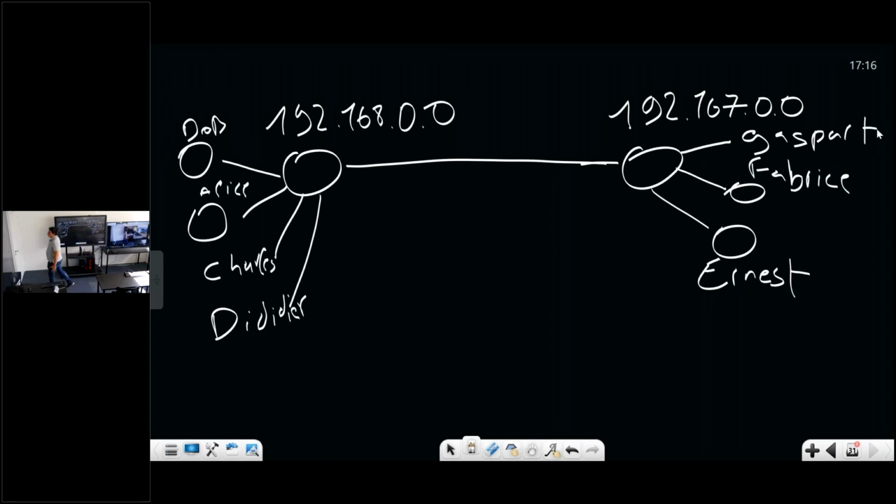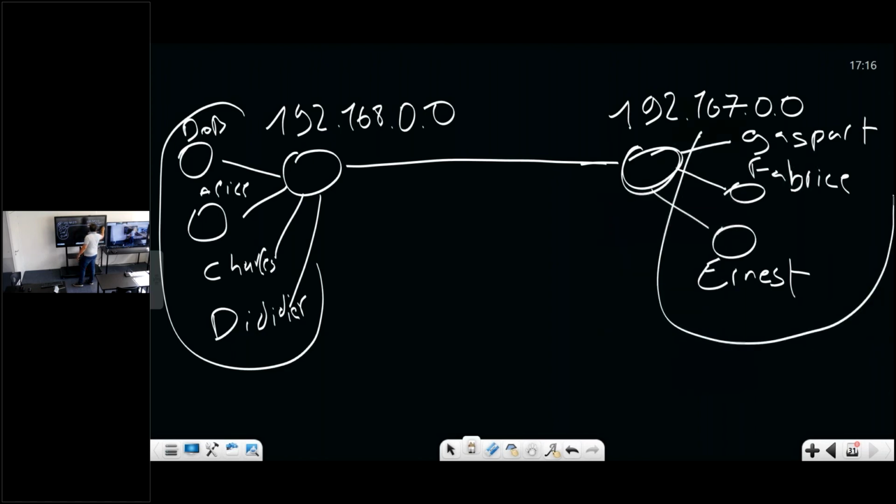They want to communicate between them, but to do this they need to talk through the gateway. The gateway is how you go out from your own network to communicate on another network. Here we have three networks: one network, two networks, and a third network. To communicate, they need to know if they are on the same network.